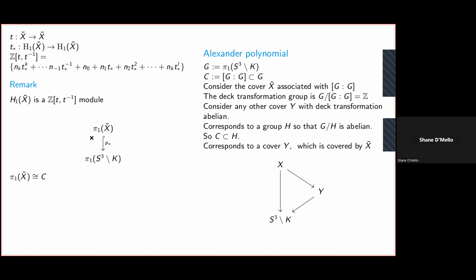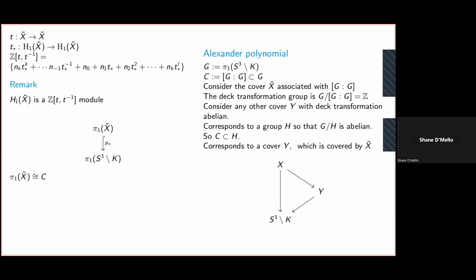What must be the image of P star? What must the fundamental group of X tilde look like inside the fundamental group of S3 minus K? Well, it should look like the commutator subgroup of G, because that's how we constructed it, right? We constructed X tilde to be the one corresponding to the commutator subgroup, so that its deck transformation group would be the quotient by the commutator, and therefore it would be Z, the infinite cyclic group.